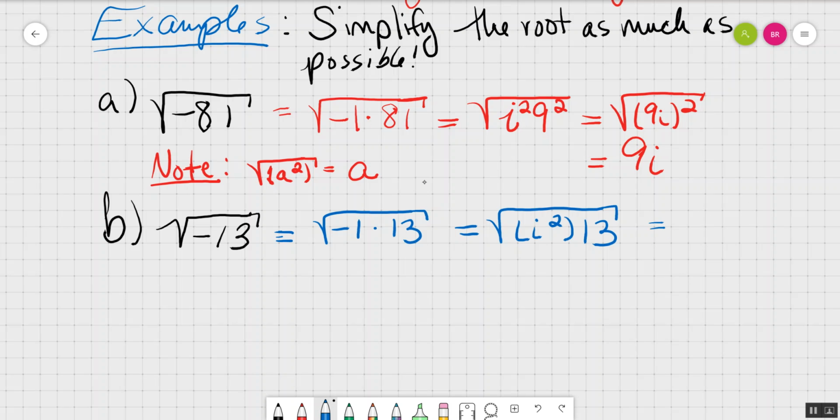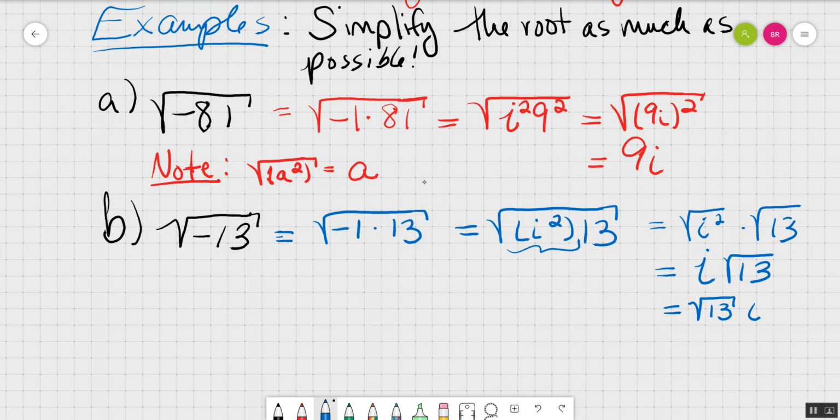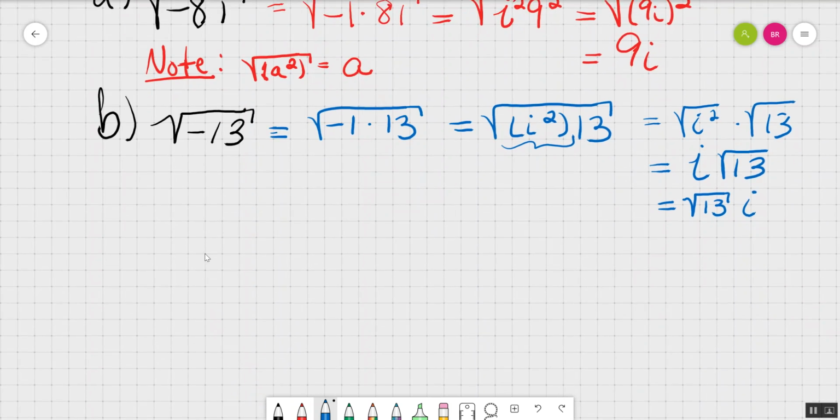So I'm going to have to only be able to simplify this portion. So I'm going to do the square root of i squared times the square root of 13. And, well, the square root of a square will just give me i. So I get i square root of 13. Now when we write i, we usually write it second, so backwards. So usually I'll write square root of 13 and then i. And it's important here that you're clear that i is not under the square root. So be careful with that.